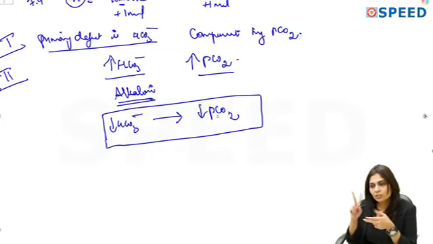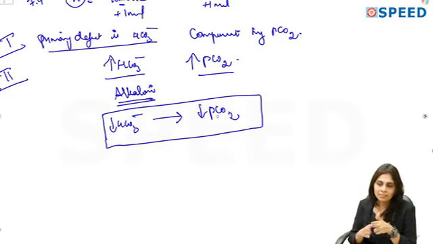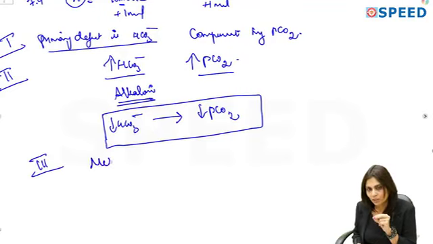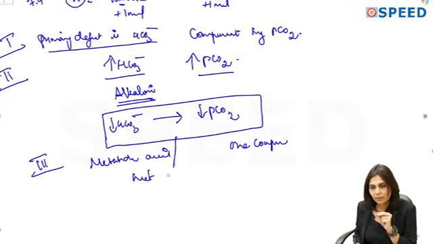Do you understand this? So what are the 2 points you need to know? Based on the primary defect, if it's in bicarbonate, compensation will be in PCO2 and vice versa. Second fact is it's always parallel. Increase of bicarbonate will be accompanied by an increase in PCO2 and vice versa. Point number 3, which you should all remember, is if it's a metabolic disorder like metabolic acidosis or metabolic alkalosis, it is just one compensation.